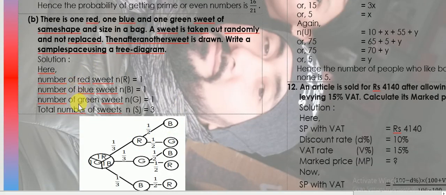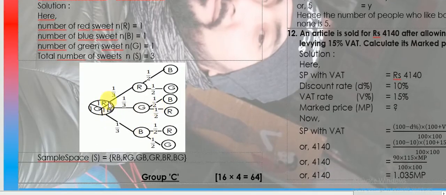Now here is the place for the tree diagram. Here we can see the number of red sweets is 1, blue sweets also 1, and green sweets also 1. So the total number of sweets is 3. In the first draw all 3 colors are possible, so 1 by 3, 1 by 3, 1 by 3. Now for the second draw, we had just 1 red sweet and we have already taken it out, so there are no more red sweets left in the bag, so we can get blue or green only.